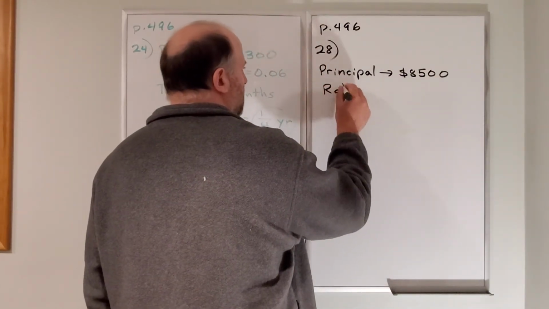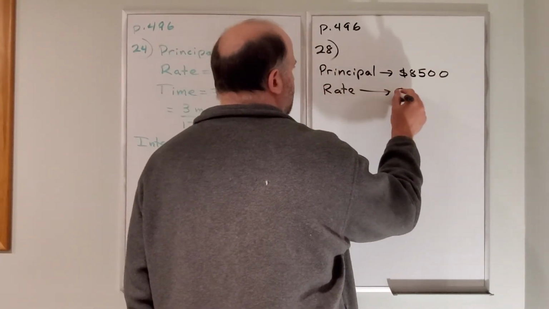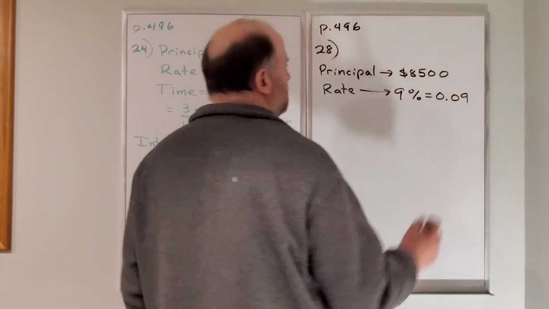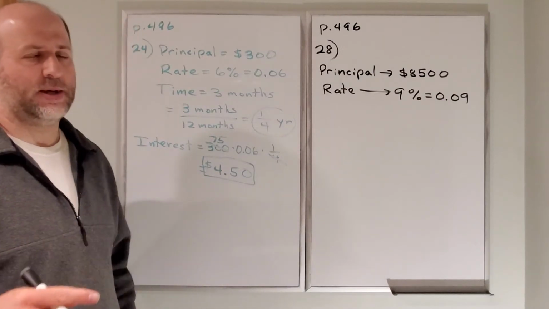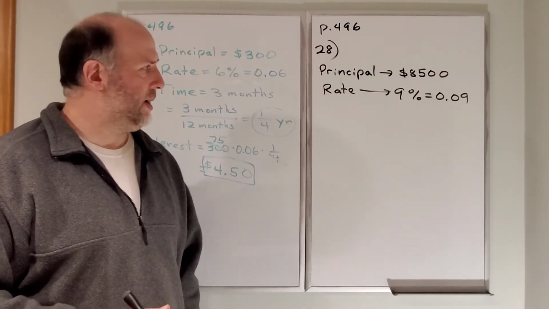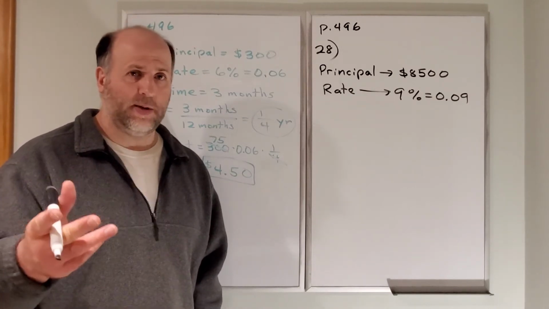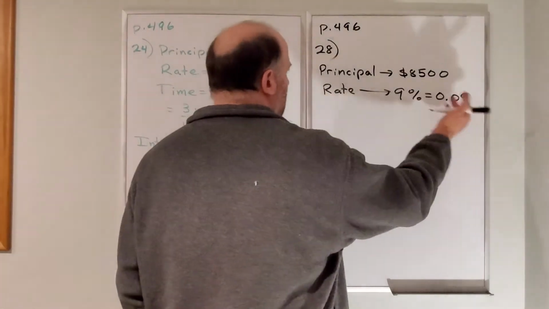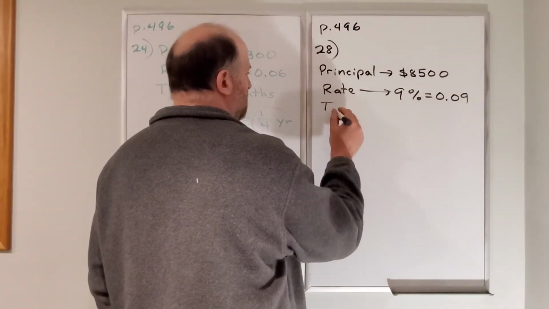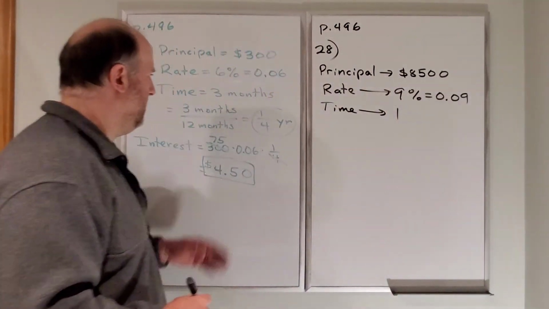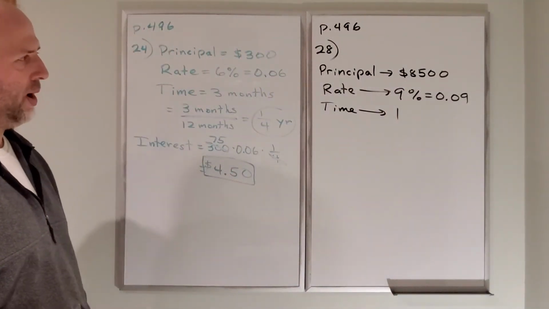They also told us the rate of this particular loan was 9%, which again, obviously we'll need to convert that percent to a decimal to do the arithmetic with it, is 0.09. And this is a very typical example of the time just being the 1 year, that 1 year compounding period for the interest rate. So we don't need to make any goofy adjustments like we did back in problem 24.